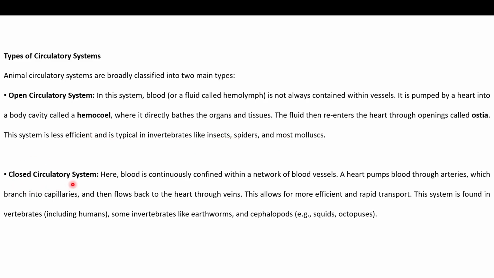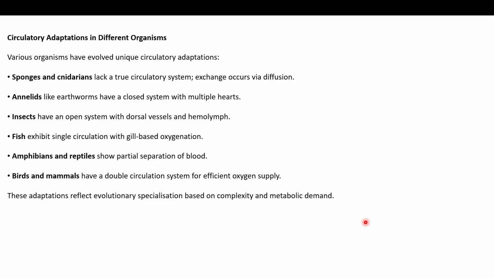And then when we talk about the closed circulatory system, the blood is continuously confined within a network of blood vessels, and a heart pumps blood through arteries which branch into capillaries, and then we will look at each of these terms. These are basically different tubes or tubules of varying diameters and thickness. And then this blood can flow back to the heart via veins. This allows for more efficient and rapid transport and even control of pressure as well. The system is found in vertebrates, including us humans, some invertebrates like earthworms, and cephalopods like squids and octopuses.